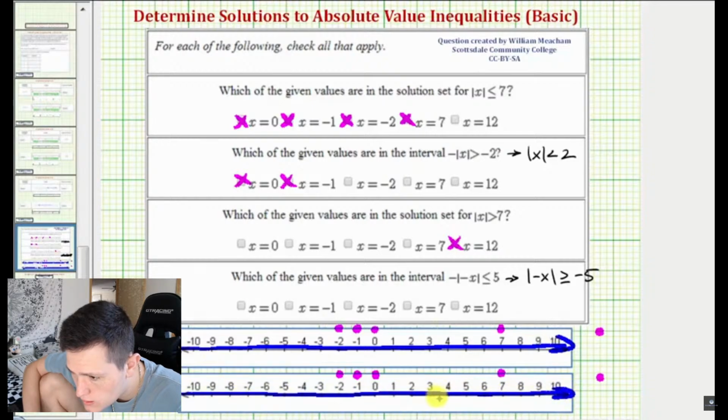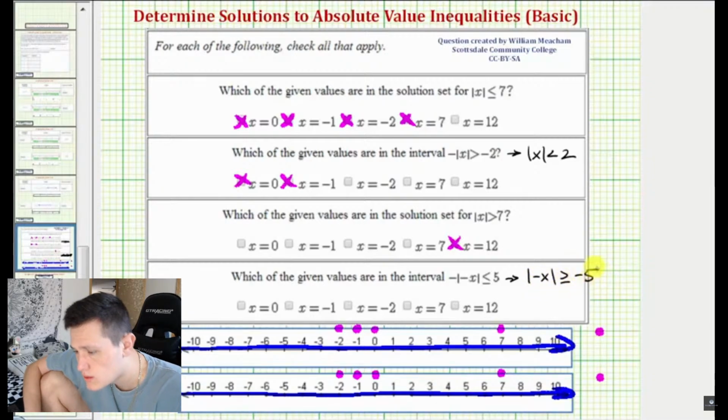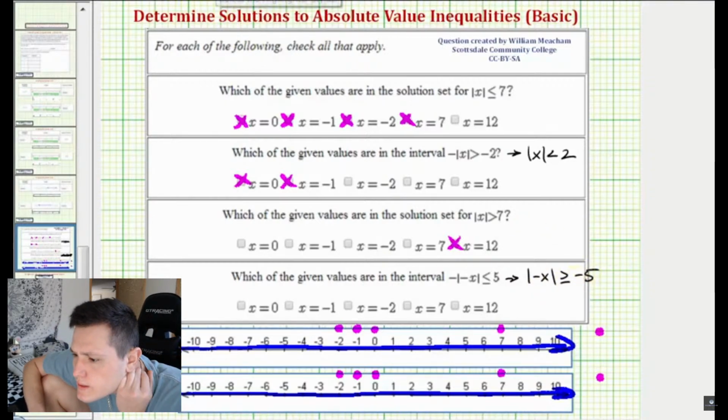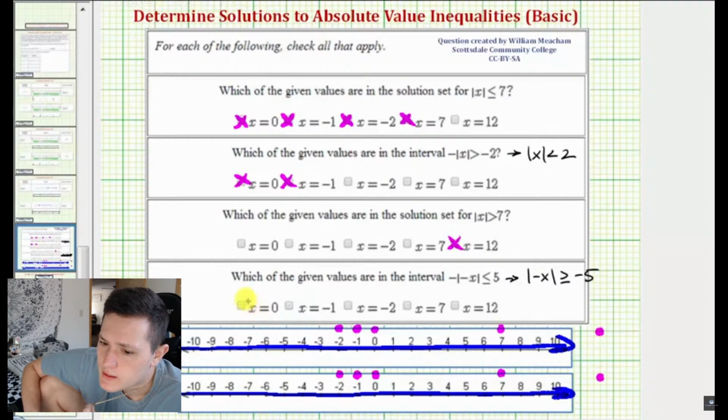You can pick any real number, pick the opposite of it, and determine its distance from 0. It's always going to be greater than or equal to negative 5 units, again because distance is always non-negative. Which means all these values are in the interval for the solution set.